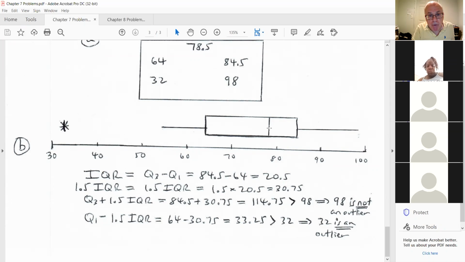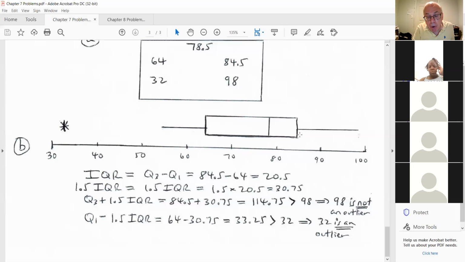Between 78.5, the median, and 84.5, the upper quartile, is another 25%. And between the upper quartile and the maximum number, 98 in this case, is the last upper 25%. So this box plot splits your data into 4 quarters, or 4 equal pieces. All right. Now, let's test to see if this works.